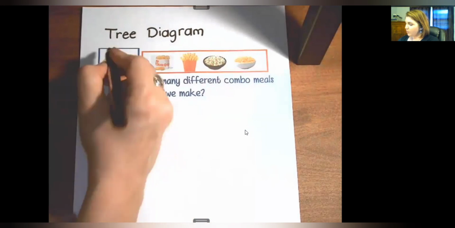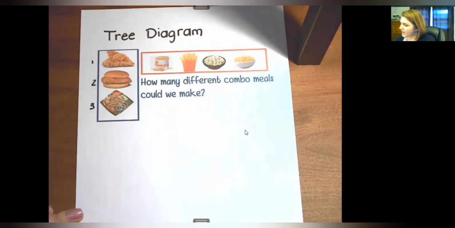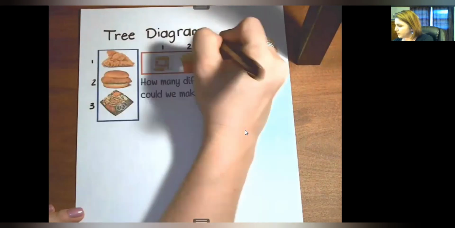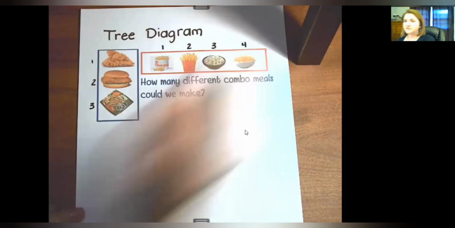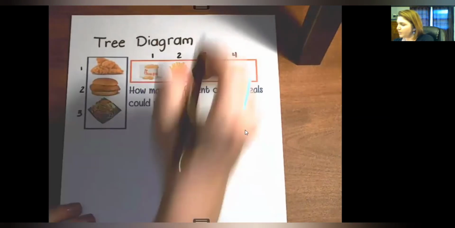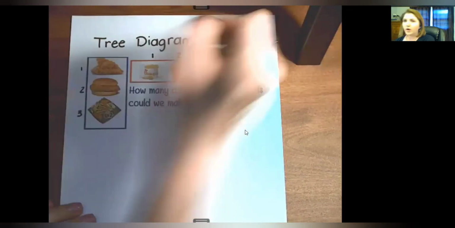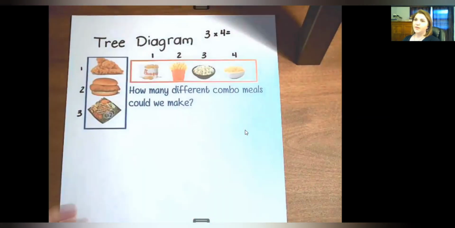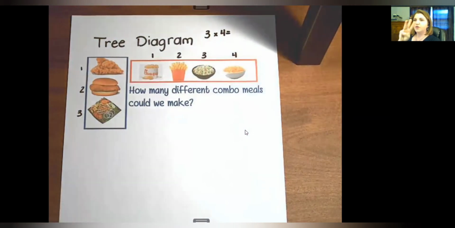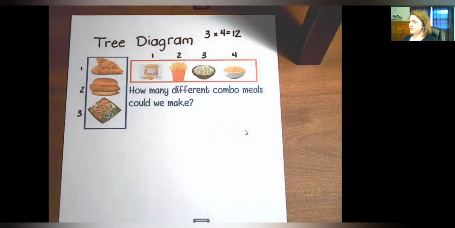So we have 1, 2, 3 entrees, and we have 1, 2, 3, 4 choices of a side. So the easiest way to find the number of combinations is 3 times 4. Well, what is 3 times 4? If I hold up 3 fingers, 4 plus 4 is 8, and 8 plus another 4 is 12. So the number of combinations that we can make is 12.